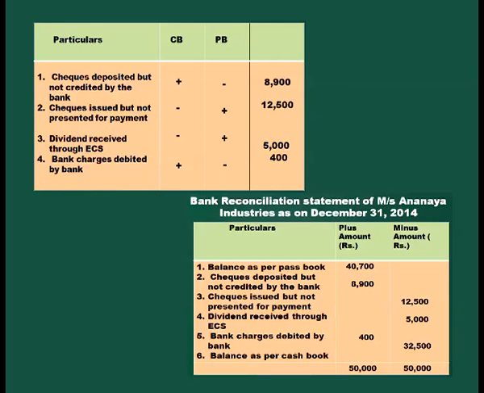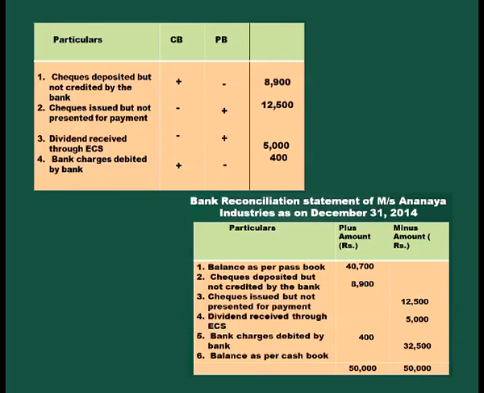So here also in the plus amount column I have written 8,900 and bank charges 400. In the minus amount column 12,500 and 5,000 in the minus amount column. So you are starting with the balance as per cash book. Details are given in the particulars column.